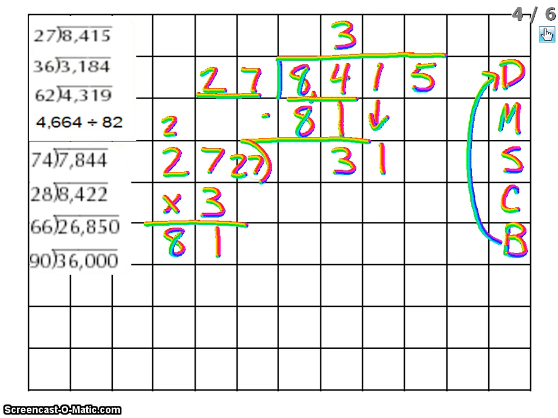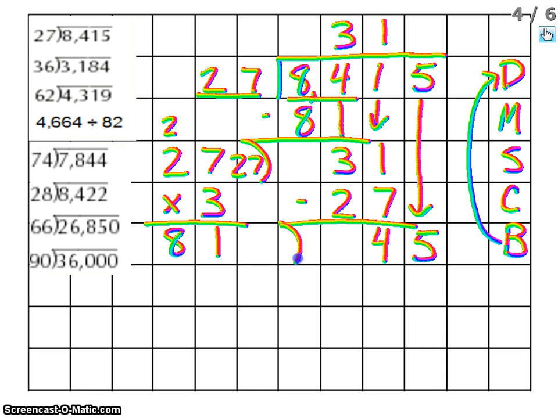27 into 31. I know 27 can go into 31 one time. 1 times 27 is 27. Now I'm going to do 31 minus 27, which is 4. I check and see 4 is less than 27. Now I'm going to bring down my 5.